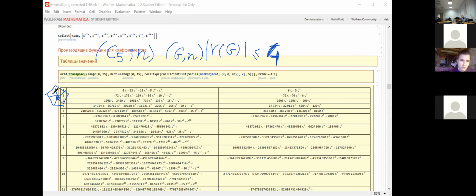For example, like this. We have a result in the form of a generating function, but here are some values of VSL2 for different n. Here, this is n. These are values on the graphs C5n, and here are values for its projection C5 and n.